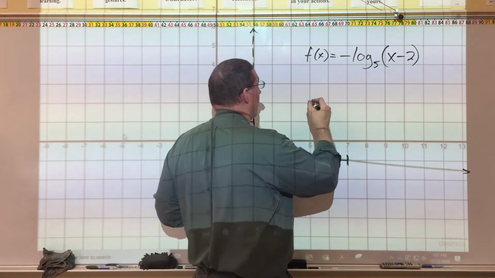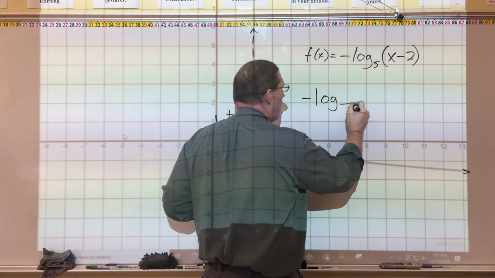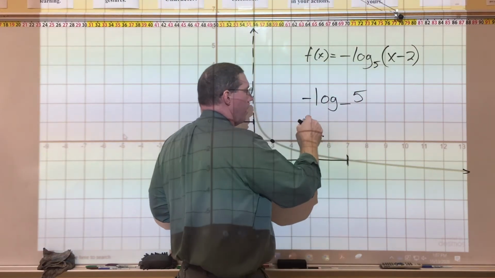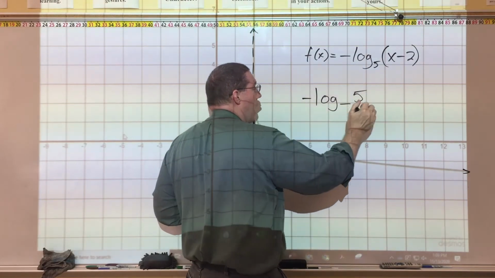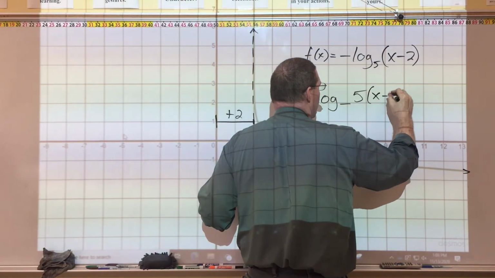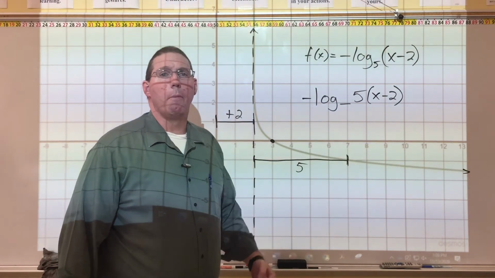And so if you were going to put it in a computer, you would put negative log base 5, right? So negative log base underscore, that's an underscore, base 5 in parentheses of x minus 2, and we're done, okay? Let's try a couple more examples.